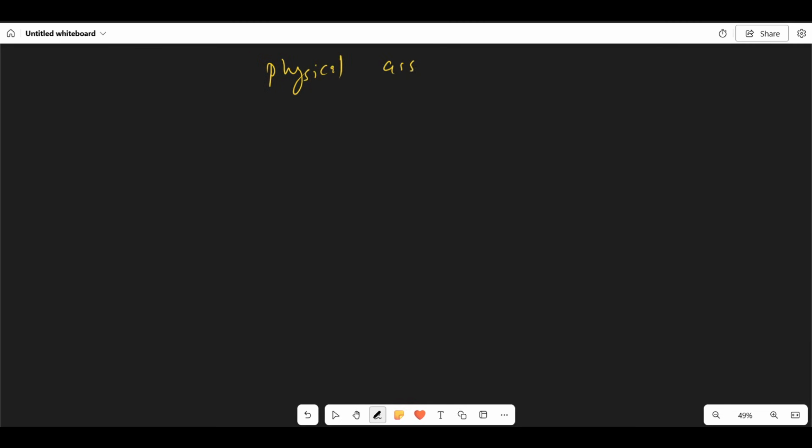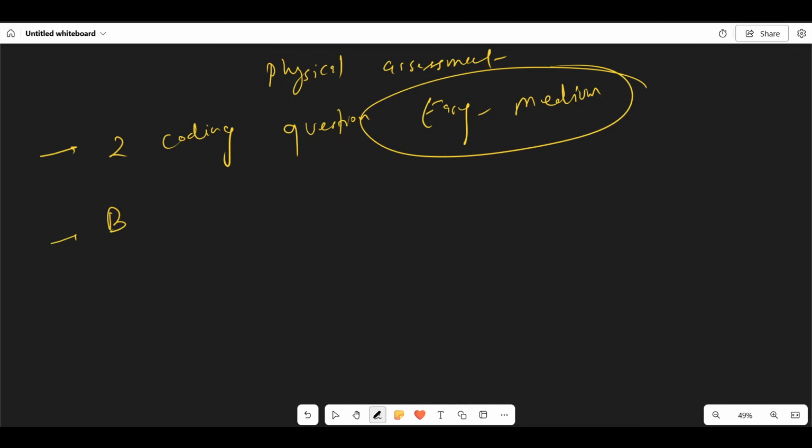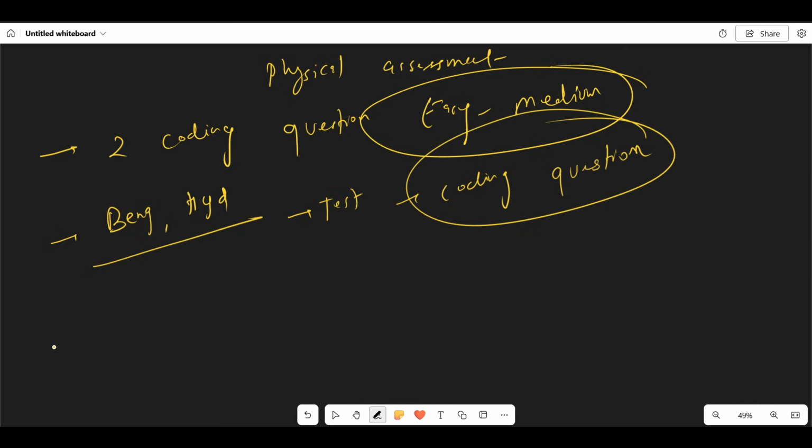Now generally in the physical assessment, again there will be two coding questions which they ask. Again, the level of the coding questions will be easy to medium level. But the main thing is this test will be in office. Generally, they call the students to the Bangalore or Hyderabad office for this test. You will go to the office, and in the office you will get the link of the test and you need to solve the coding questions there. After completing this test, if you clear the round, by the next day only you will be getting the IBM interview.